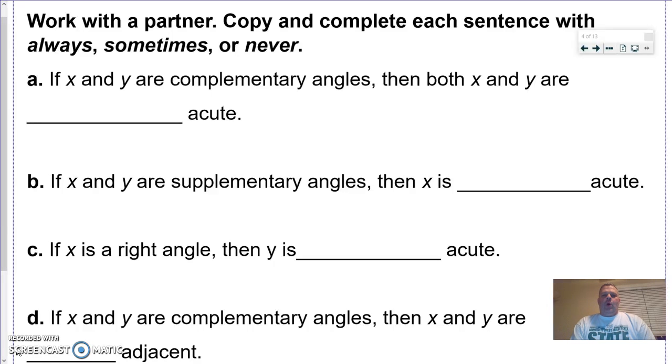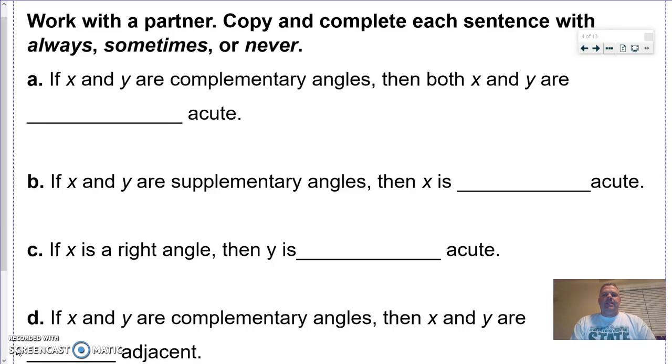Example B, if x and y are supplementary, then x is blank acute. Sometimes it could be acute. It does not have to always, because x could be the bigger of the two. They could also both be right if they need to be.